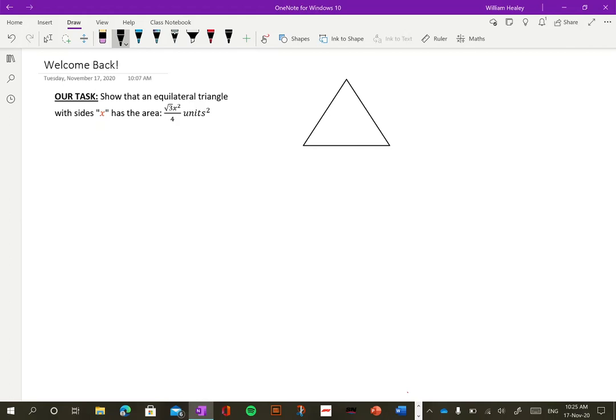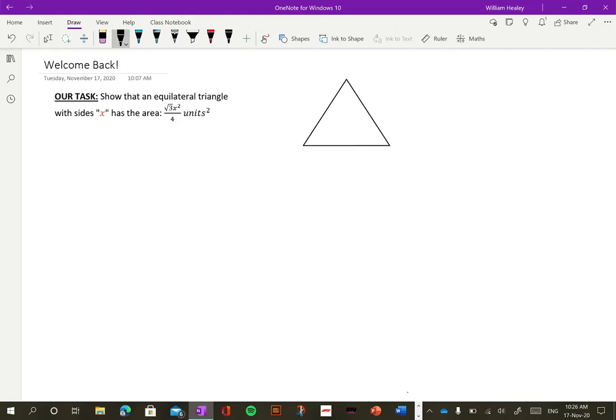Last week I had a student ask me a particular question. They needed to show how you can find that the area of an equilateral triangle with sides x has the area square root of 3 times x squared, all divided by 4 units squared. I thought this was an interesting question and I said, hey, why not do this in my spare time and make a video? So let's get started.